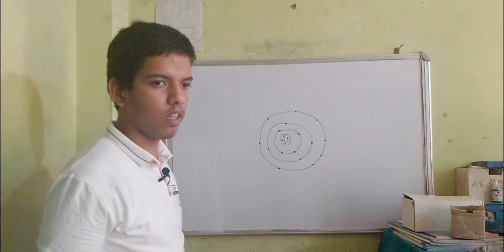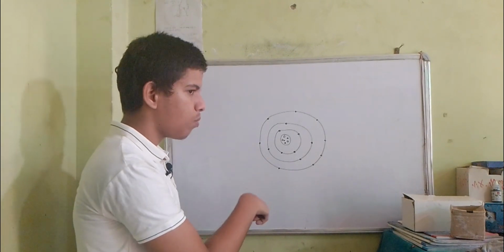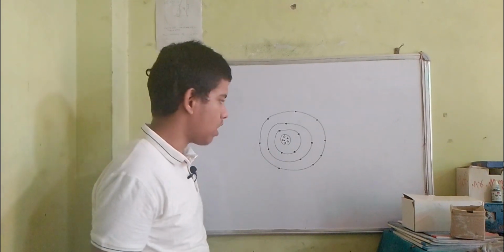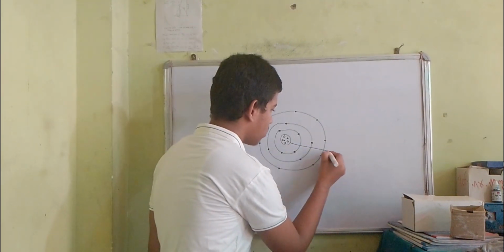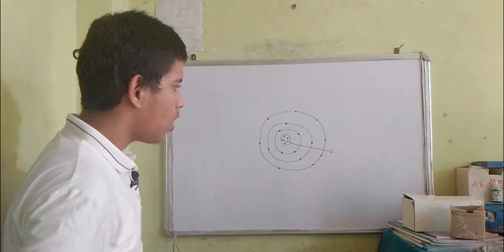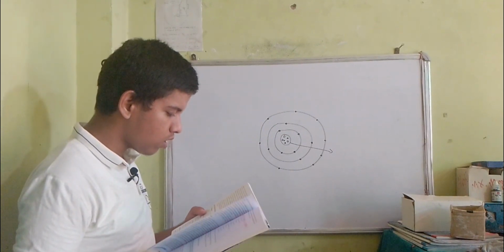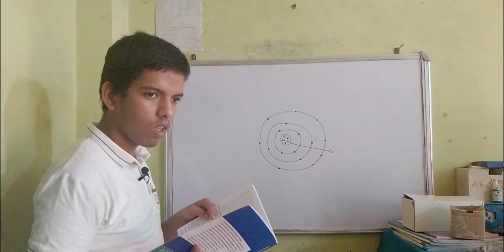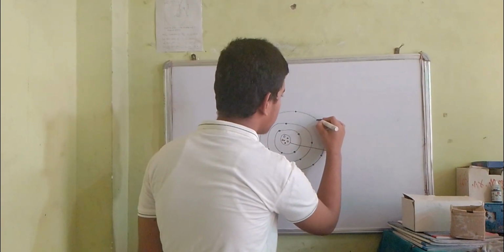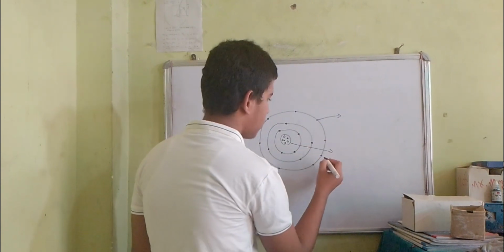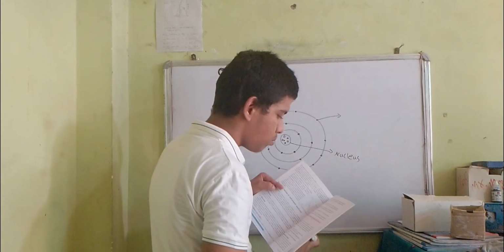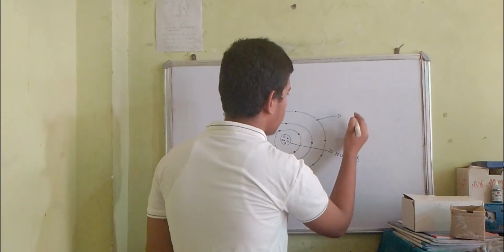From this structure, which is the nucleus? The center is the nucleus. And which one is the electron? These things you see are electrons. Let me write here: nucleus, and this is electron.